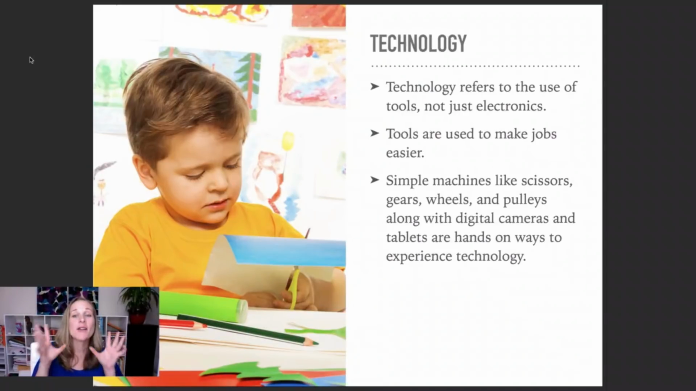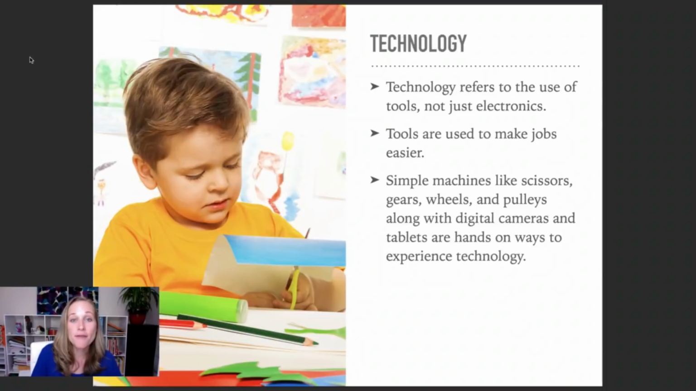So, as I said, technology refers to the use of tools. A tool is something that helps make our job easier. So yes, we have electronics like an iPad that helps us make a job easier. It makes it more convenient than getting on a big computer. However, there also are tools like a pair of scissors that helps us cut paper. That is a tool, which is a technology integration. Even a pencil, it helps us write and communicate. That is a tool. So you can see that even in early childhood, you are using a lot of technology integration.